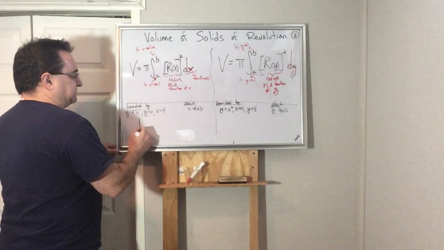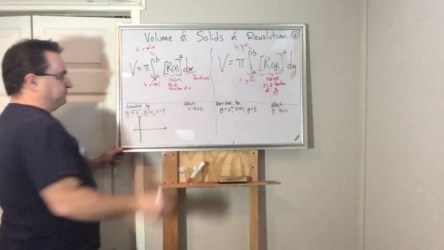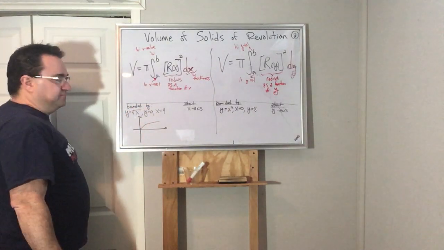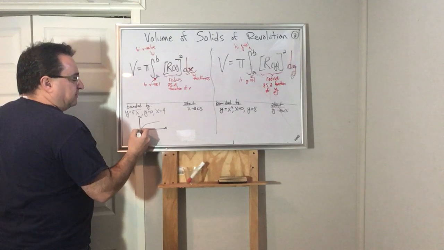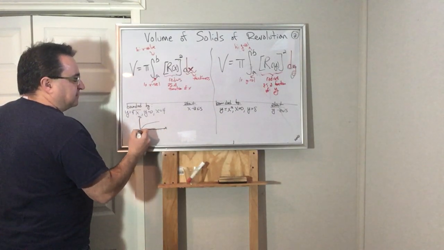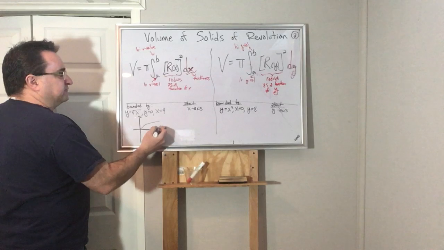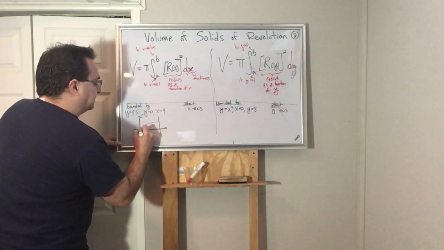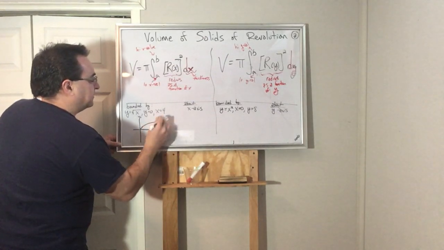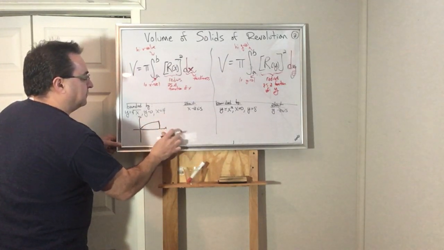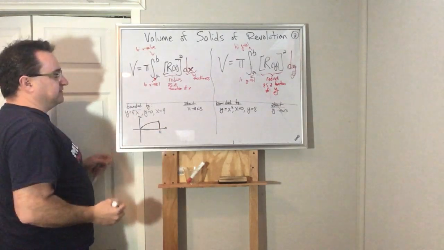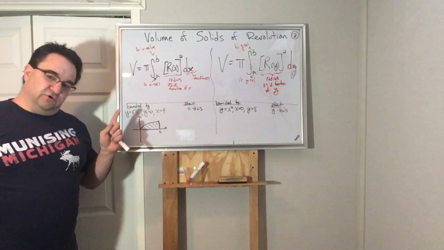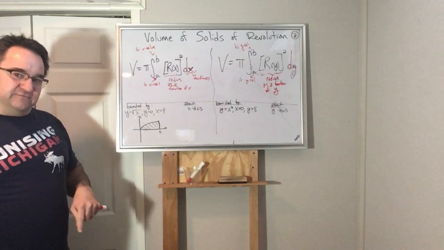Here's my y-axis and my x-axis. And the square root of x looks like this. There's one boundary. y equals 0 is the x-axis. There's another boundary. x equals 4 is a vertical line. There's a third boundary. So the region in question is this region right here. This is 4 on the x-axis. It's this region right here. Previously we found the area of something like that.